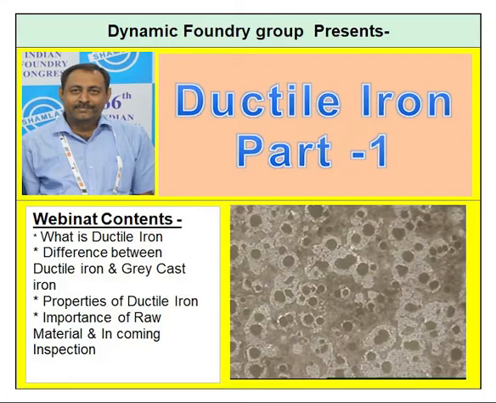As shown in this slide, these are various grades: 600 by 3, 400 by 15, 500 by 7, 700 by 2. The first number, 600, 400, 500, 450, shows the strength, and the next number shows the elongation. So 600 by 3 means 600 Newton per mm square strength and 3 is the elongation. Let us go to the next slide.